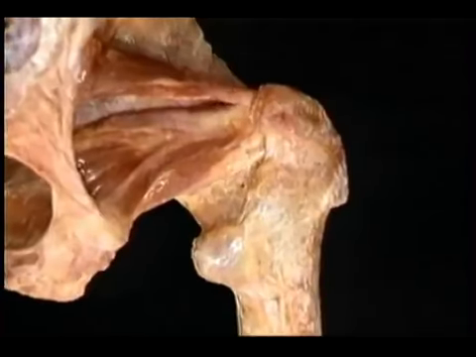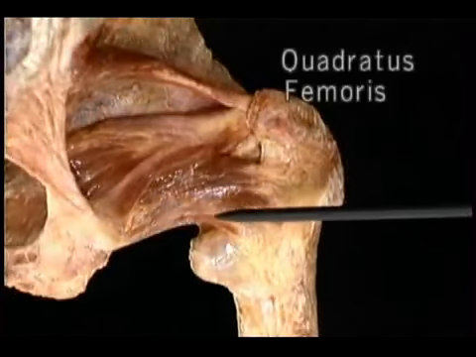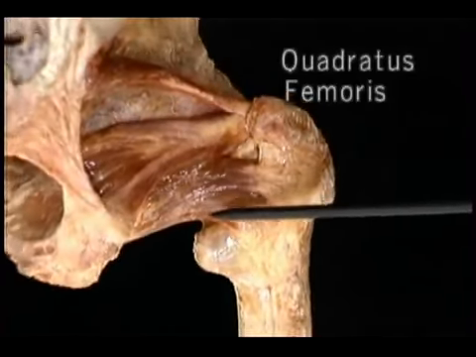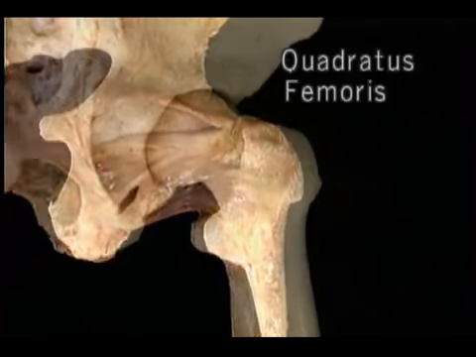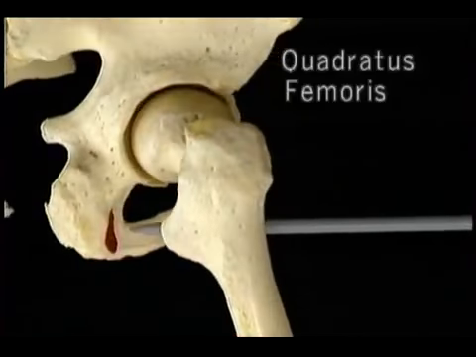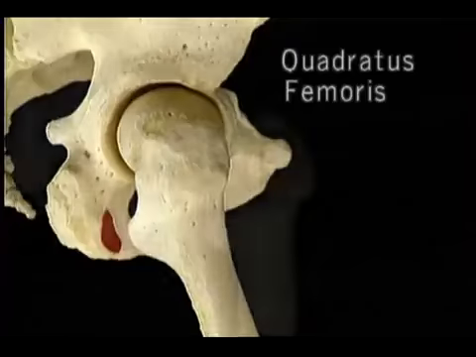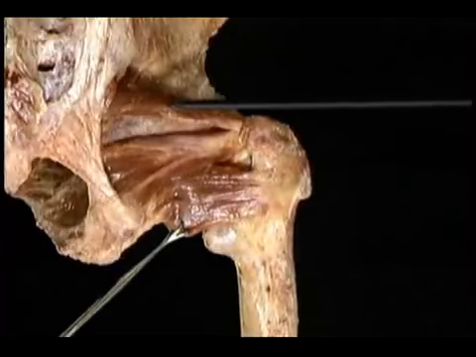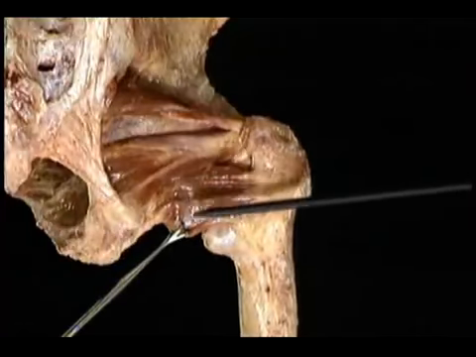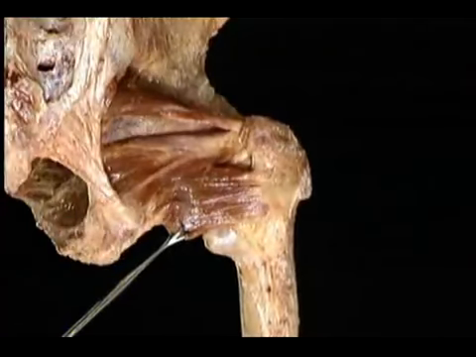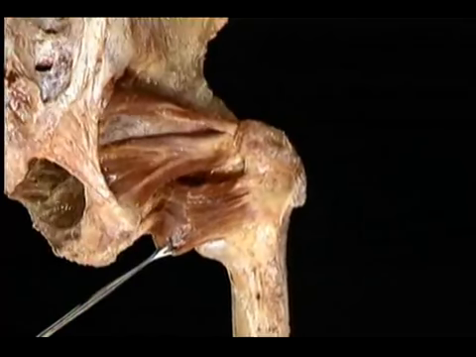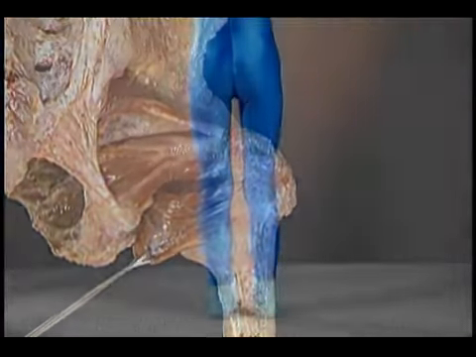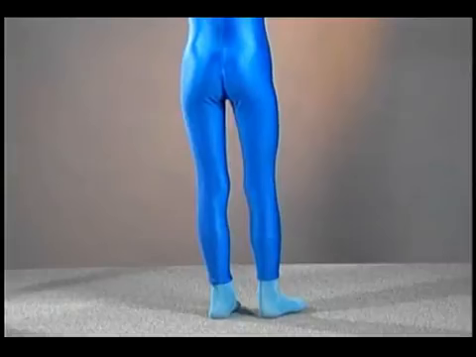The last of the short rotators is quadratus femoris. Quadratus femoris arises from the ischial tuberosity here and inserts on the femur here on the intertrochanteric crest. All these short rotator muscles have the same action. By pulling the back of the femur medially, they produce this movement, lateral rotation at the hip joint.